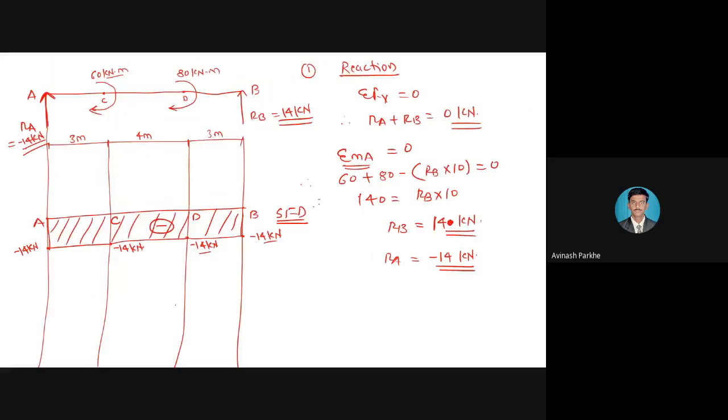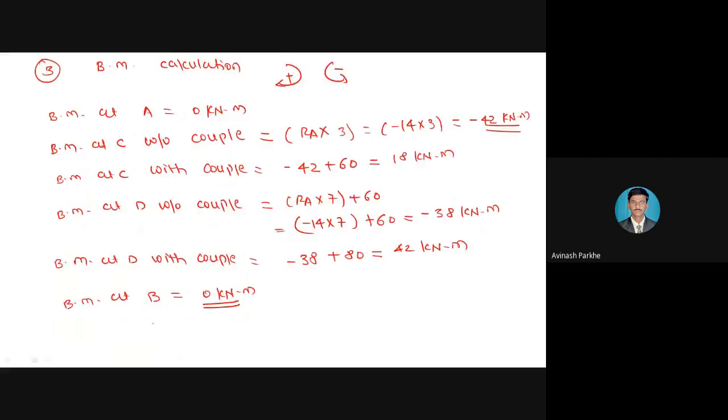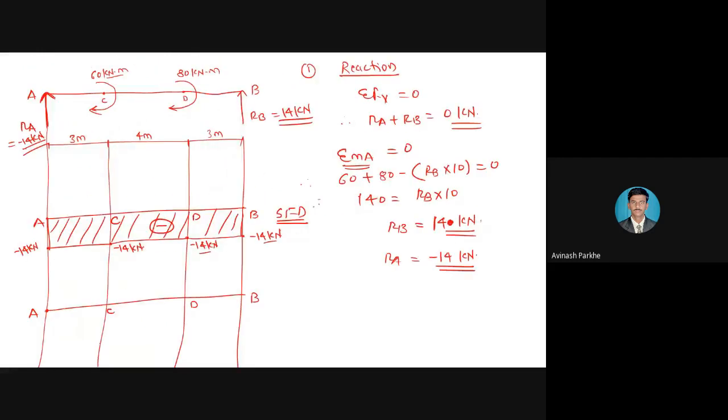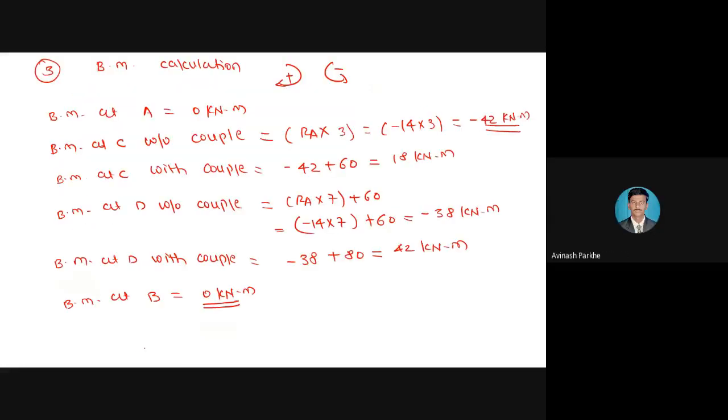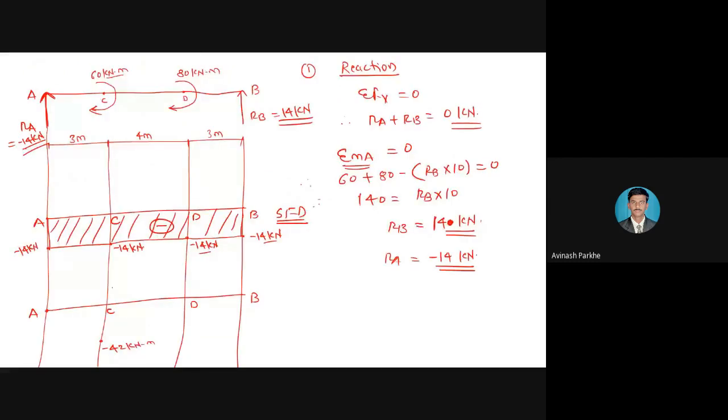Now, go for the diagram. This is point A, C, D, and B. Bending moment at point A, 0. Bending moment at point C, how much? Minus 42. So minus 42 kilonewton meter without couple. With couple, 18 means from negative the value becomes positive.